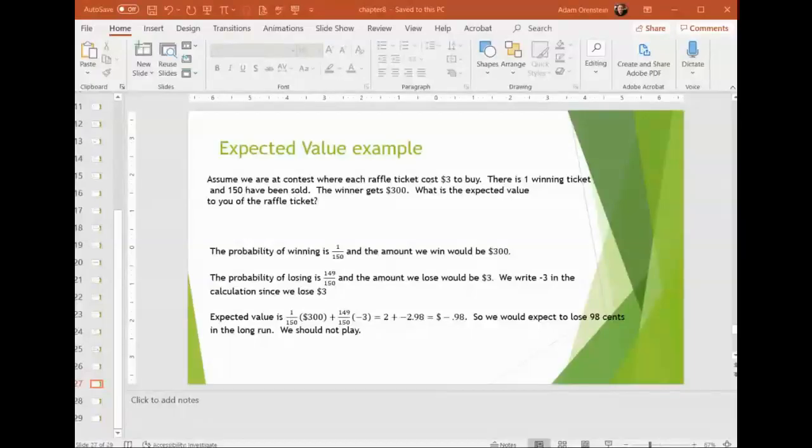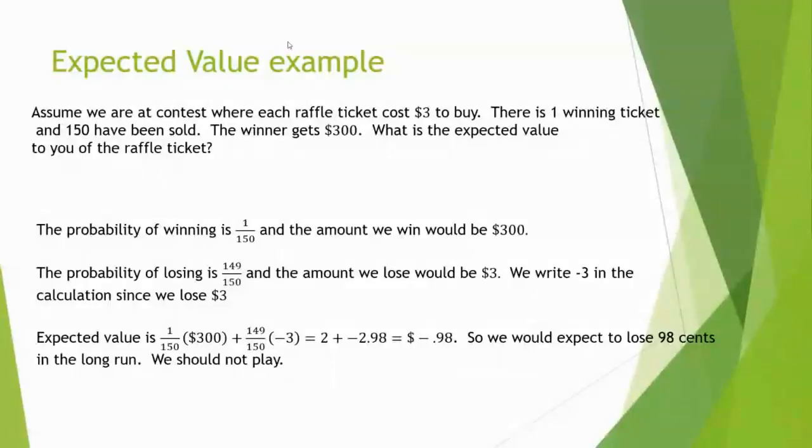Okay, all right, so let's look at our example. The first example we do has to do with an event where you buy raffle tickets. Each raffle ticket costs $3 to buy. 150 have been sold, and there's a winning ticket. Let's say the winner gets $300. Now, the question is, what is the expected value to you of the raffle ticket?